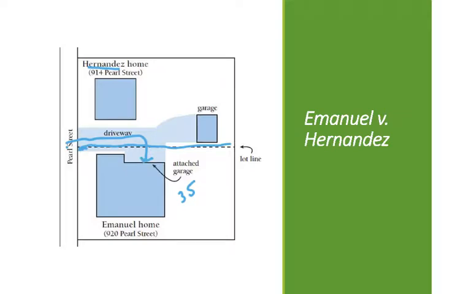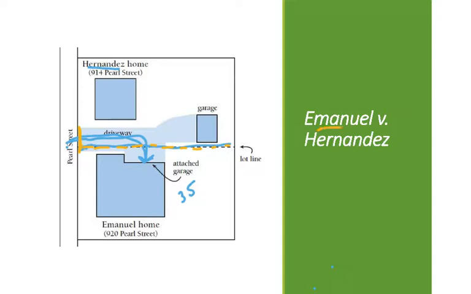But the Emanuels claimed that this was the only way that they could access their garage, and without using this driveway, they wouldn't be able to use the attached garage. When the Hernandezes purchased the home, they began blocking this driveway. They then started constructing a fence right here on the property line so that the Emanuels would not use the driveway.